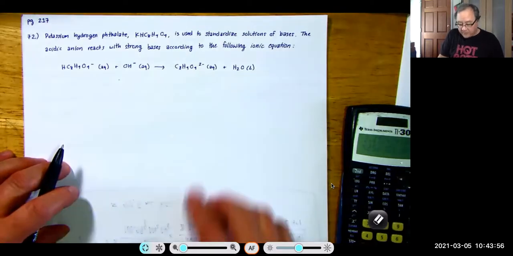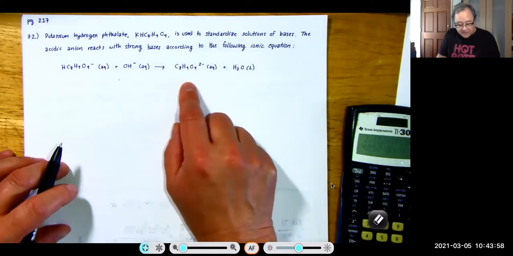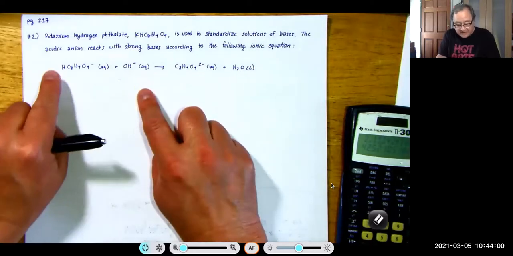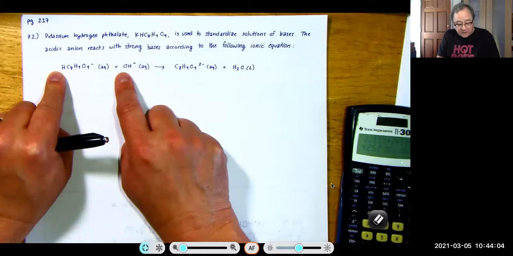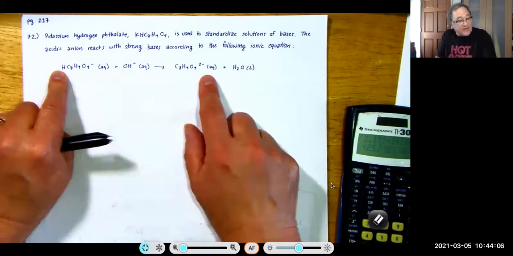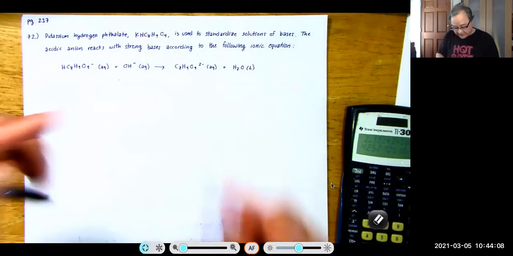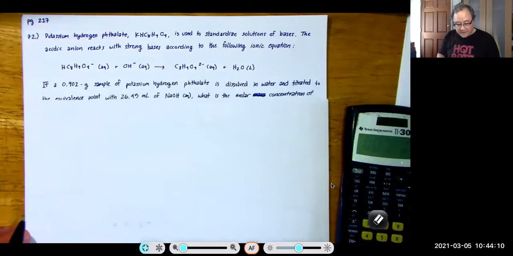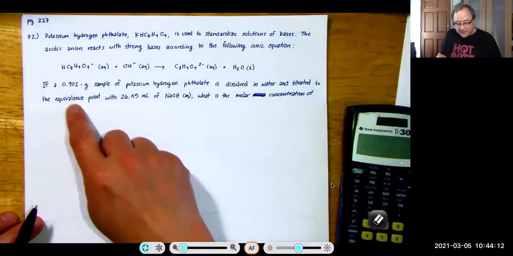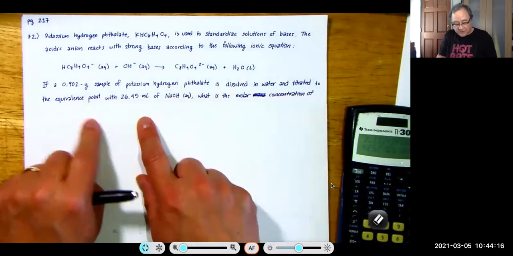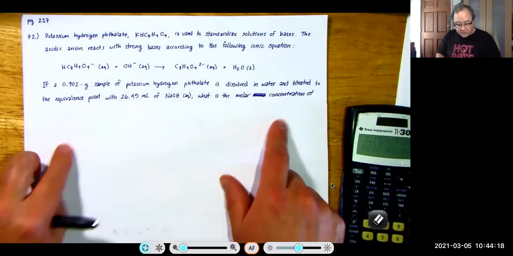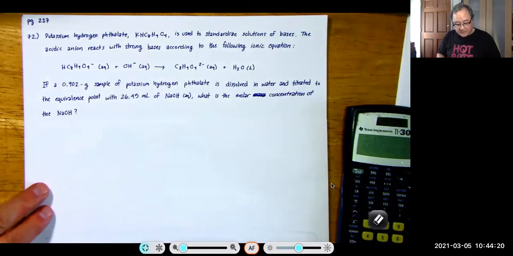Now, you might wonder, well, that's not a salt, but you've got to remember that this is probably potassium and potassium hydroxide. So you've got 2 potassium ions here, and this is really potassium oxalate. So that is a salt. If a 0.902 gram sample of potassium hydrogen phthalate is dissolved in water and titrated to an equivalence point, what is the molar concentration of the NaOH?